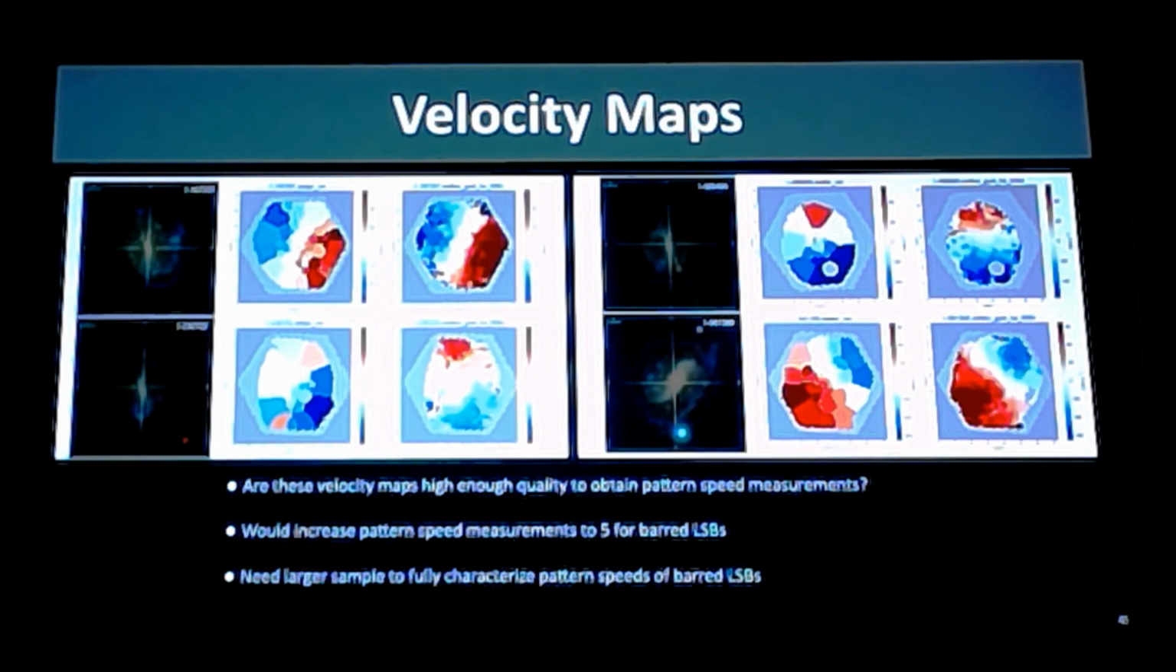I'm not necessarily sure what's going on in this stellar velocity map here. Now, if we were to obtain pattern speed measurements with these galaxies, we would increase the pattern speed measurements up to 5 from the previous 1. That's good, but you're not going to learn any real meaningful statistics about the galaxy pattern speed population as a whole. You would need a much larger sample, and surveys like MaNGA are not adequate to provide such a sample. That means you would need a dedicated IFU survey to obtain LSB measurements, which is no easy task.